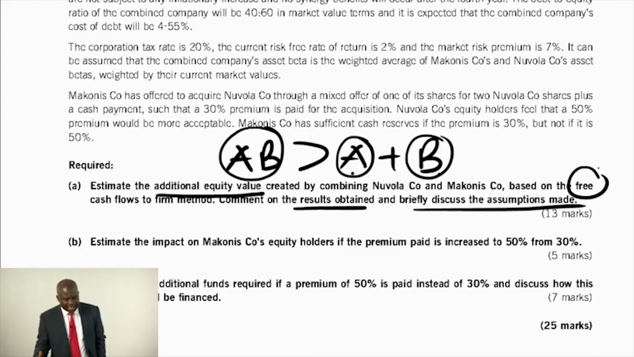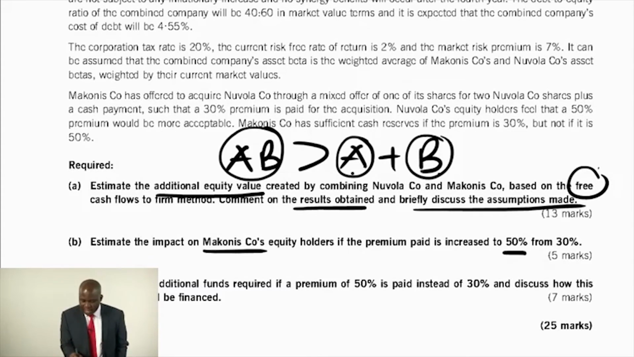The B is telling us to estimate the impact on Marconi-Scholes equity holders if the premium paid is increased to 50% from 30%. So when we increase the premium that we're going to pay to take over the other company, obviously the value we will create for the shareholders of the predator company, which is Marconi-Scholes, is going to reduce. So that is the impact.